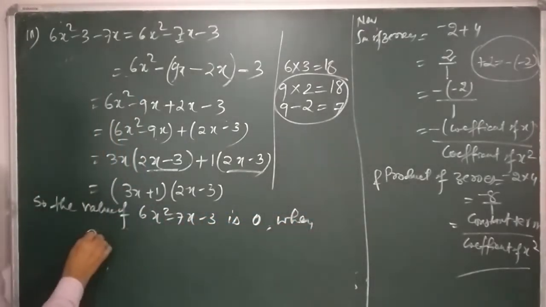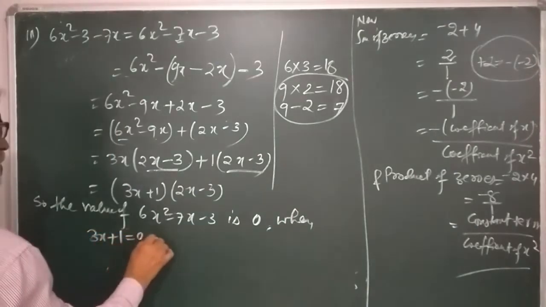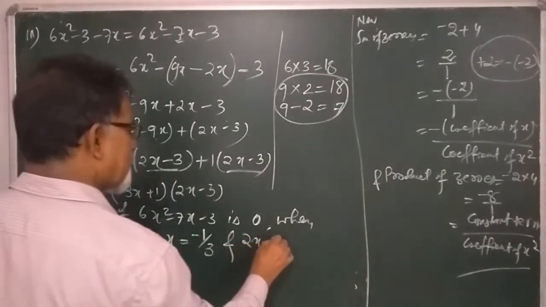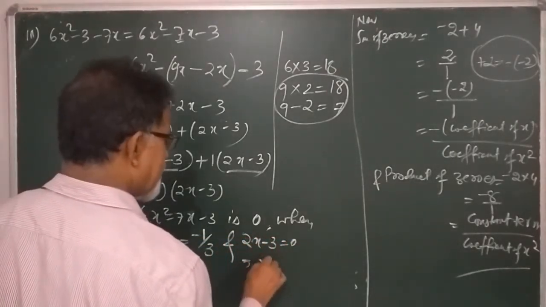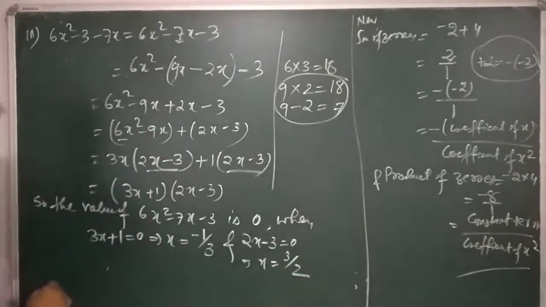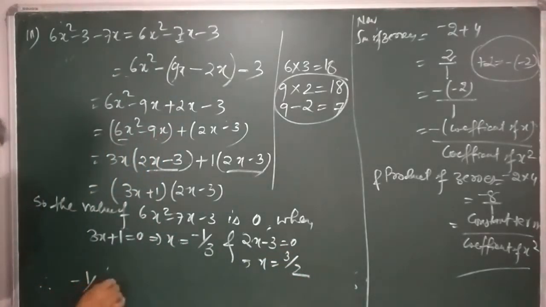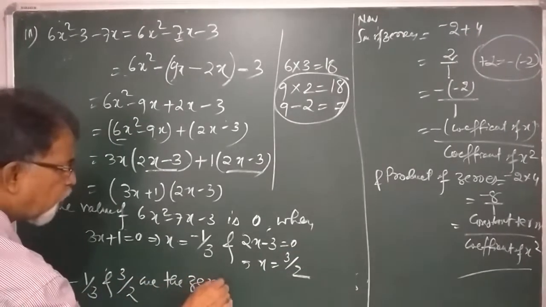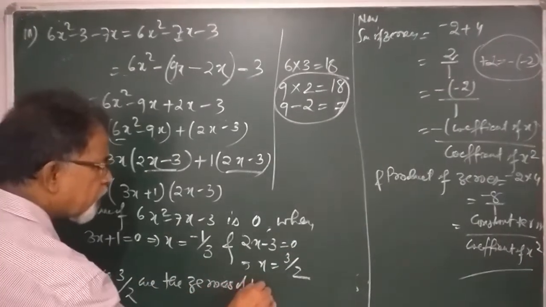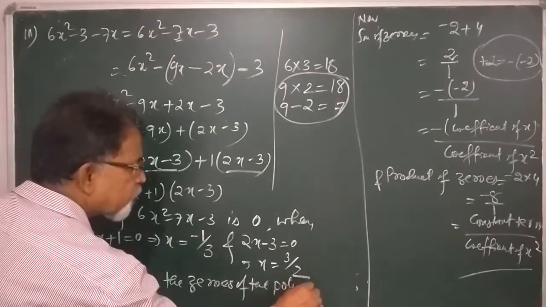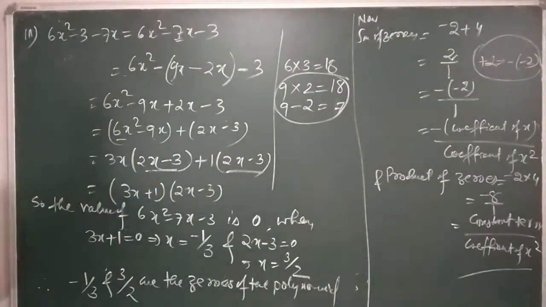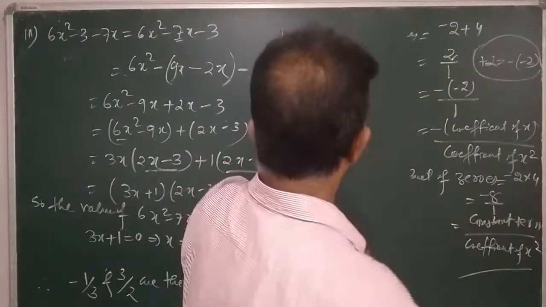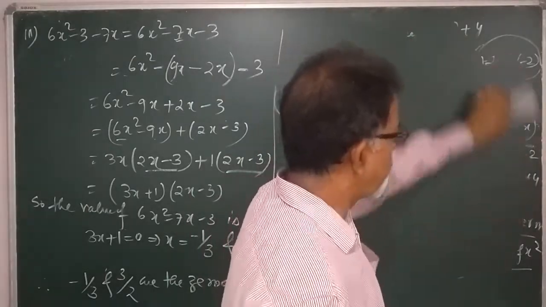when 3x plus 1 equals 0. This implies x is equal to minus 1 by 3, and 2x minus 3 equals 0. This implies x equals 3 by 2. Therefore, minus 1 by 3 and 3 by 2 are the zeros of the polynomial. Now, I am going to find the relations between the zeros and the coefficients of the polynomial.